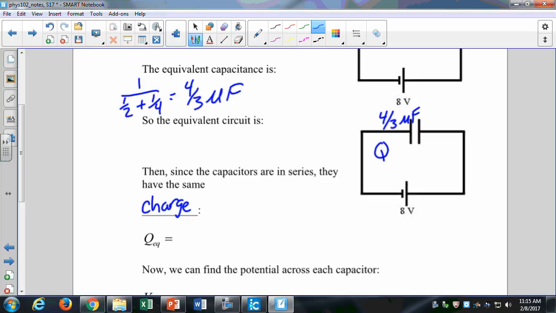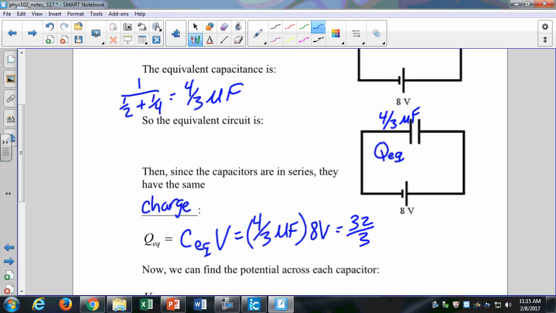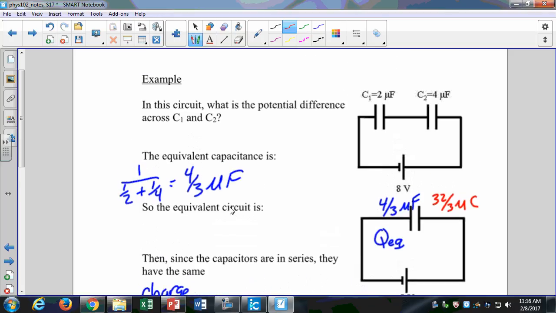So the charge on this one, which I'm going to call Q equivalent, is equal to C equivalent times V. So that is 4/3 microfarads times 8 volts. What's 8 times 4? 32. So that's 32/3 microcoulombs. So that's the charge on this equivalent capacitor. If you want to go to decimals, that's fine. But now, that's also the charge here.